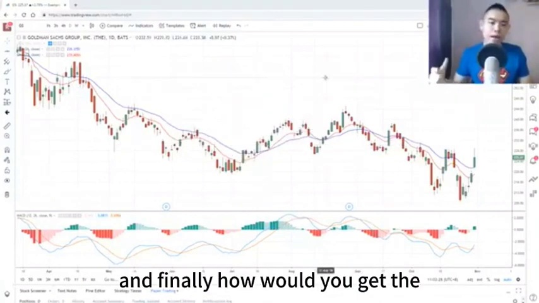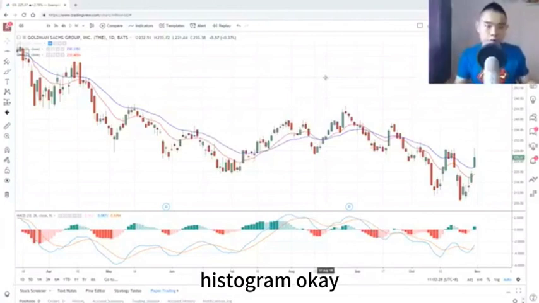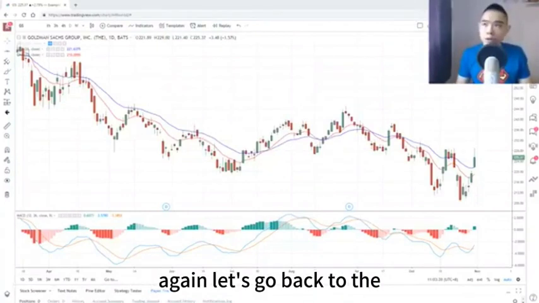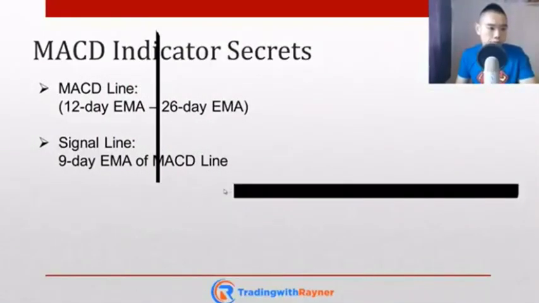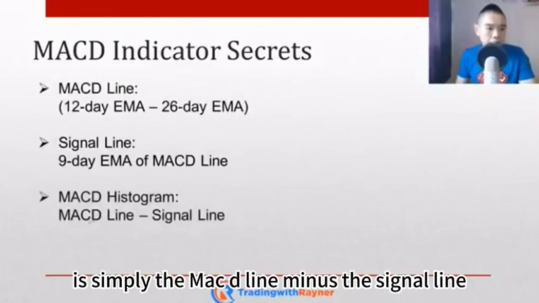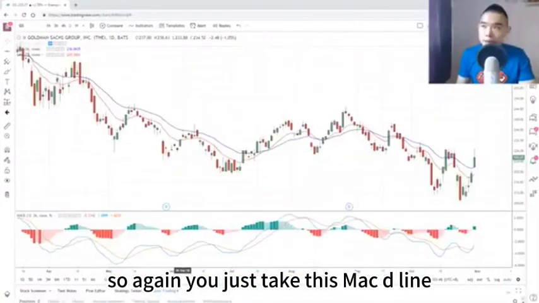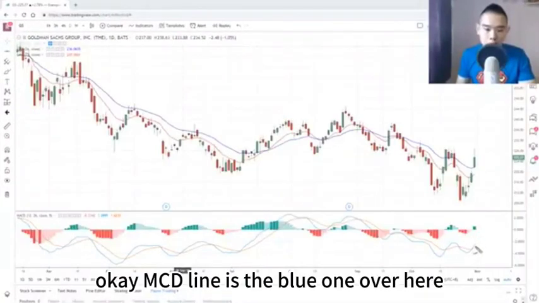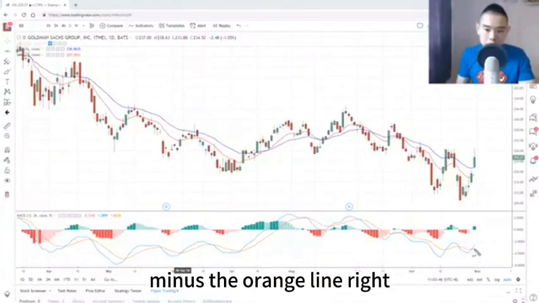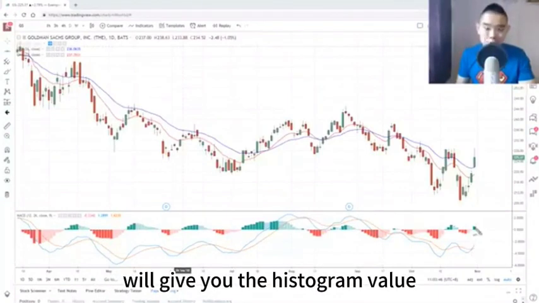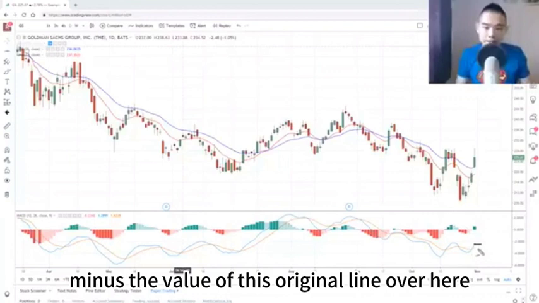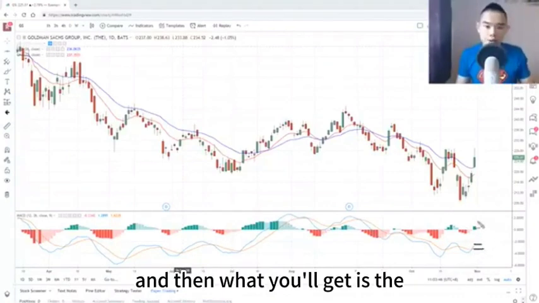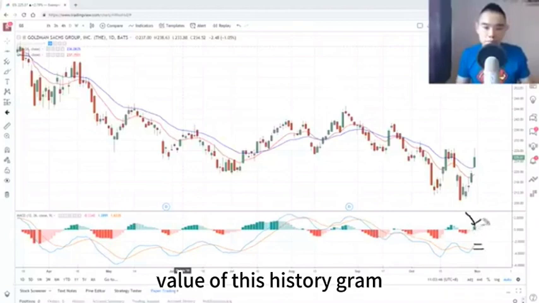And finally, how do you get the histogram? If you recall from the slide, the histogram is simply the MACD line minus the signal line. The MACD line is the blue one over here, minus the orange line, which gives you the histogram value. So all you need to do is find the value of this blue MACD line minus the value of this orange line, and what you get is the value of this histogram over here.